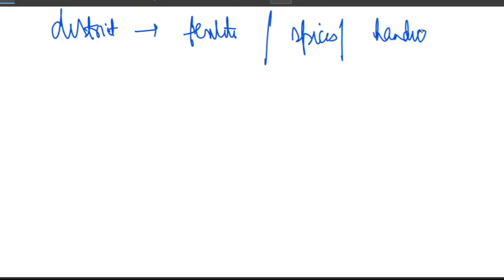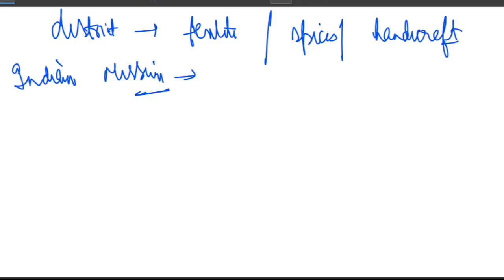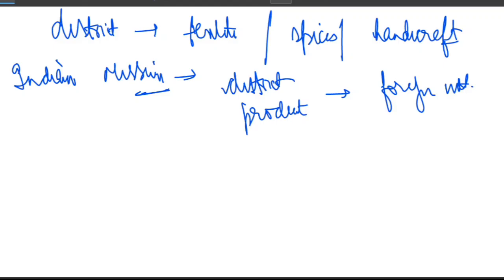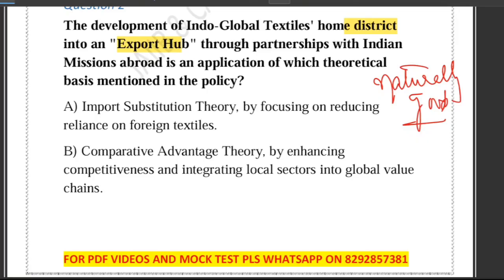So basically the Indian mission abroad, our embassy, will promote this district's product in the foreign market. One district may be good at textile, spices, or handicraft, and the Indian mission abroad will help promote these district products in the foreign market. Now the question is, which economic theory does this idea represent? Yes, this is called comparative advantage theory.